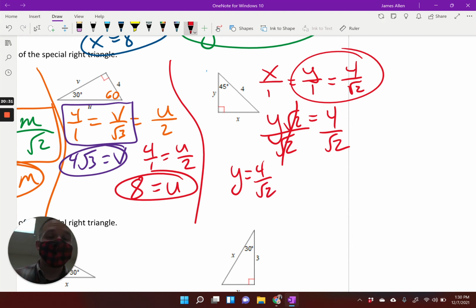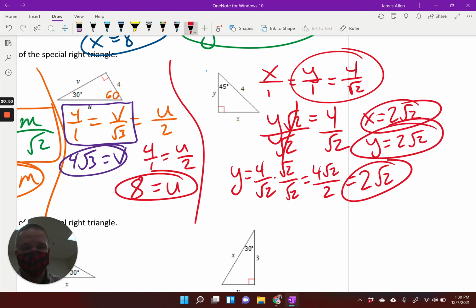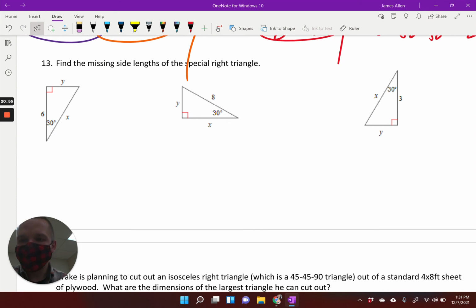And I know some of you are like, hey, man, I got a system for this. I know what's going to happen with these simplifications. I'm going to go through the rationalization process. So root 2 over root 2. And now I have, let's see here, 4 root 2 over 2, which becomes 2 root 2. Okay, so X equals 2 root 2, and Y equals 2 root 2. They are the same. It's an isosceles right triangle. That's cool. Last little bit here.